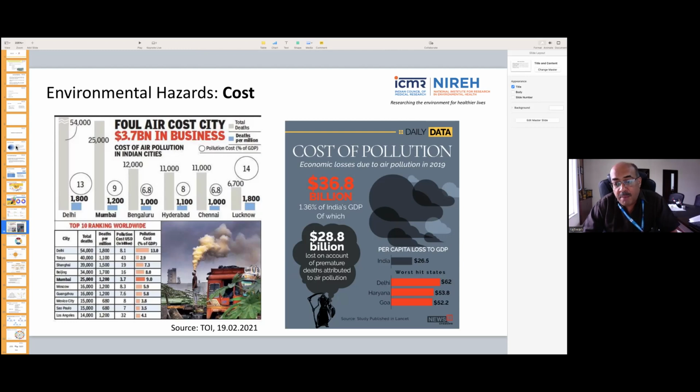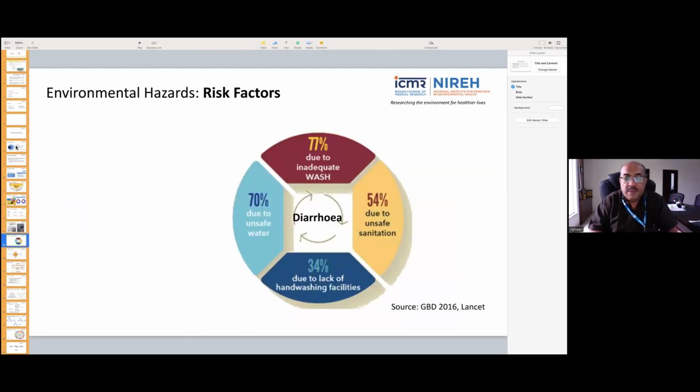And per capita, we are losing around $26.5 to air pollution, for mitigating, for treating, and all other things related to air pollution. So we are losing a good chunk in this environmental condition. If you see another environmental condition, that is diarrhea, which is still a very big number in our country.